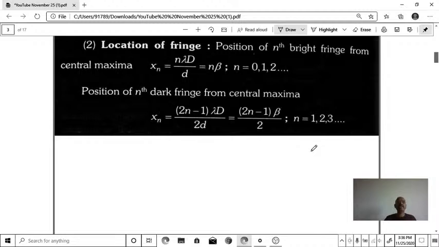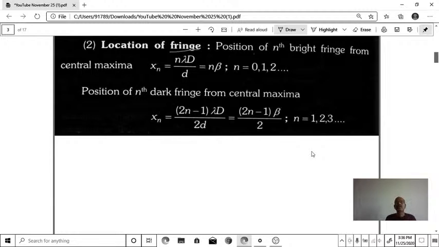Just to have an idea, about the location of fringes: fringes are bright and dark bands on the screen with equal spacing, appearing continuously. Fringe width, beta, is the distance between any two consecutive fringes.